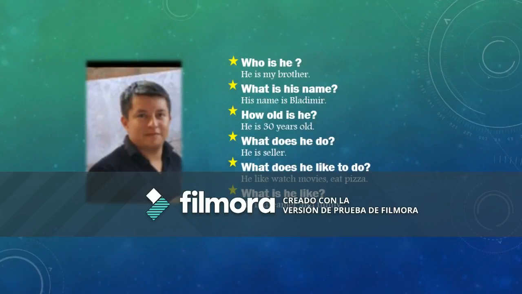Who is he? He is my brother. What is his name? His name is Vladimir. How old is he? He is 30 years old. What does he do? He is a seller. What does he like to do? He likes to watch movies and eat pizza. What is he like? He is a dreamer and funny.